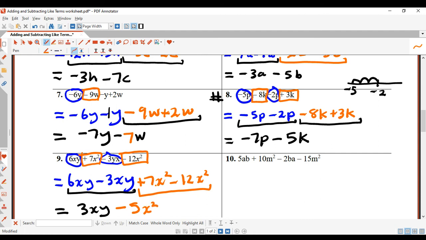Because positive 7 minus 12 is negative. Positive minus a negative. So positive 7 minus 12 is negative. Okay, so that's my answer. And I want you to do this question now by yourself. So question 10.